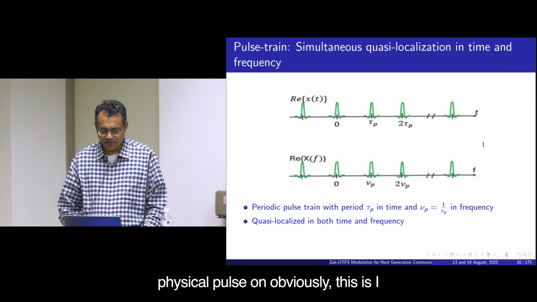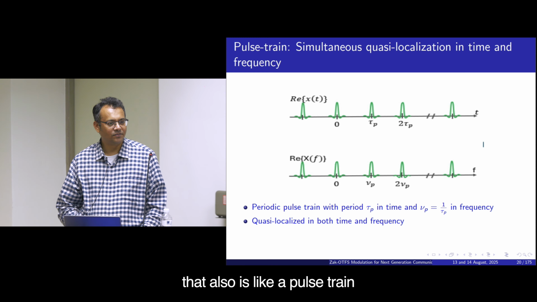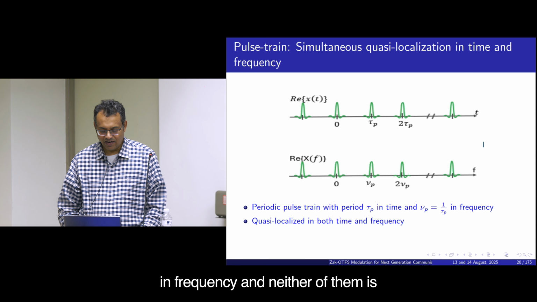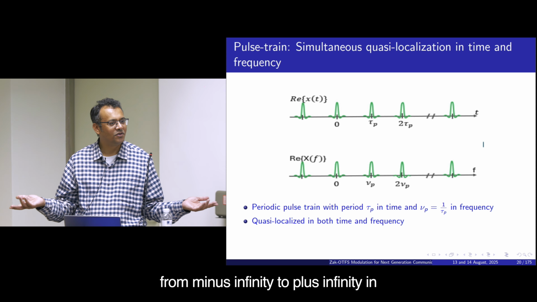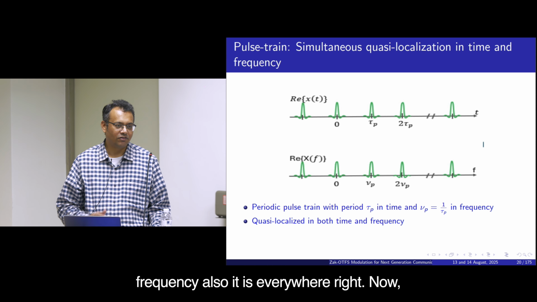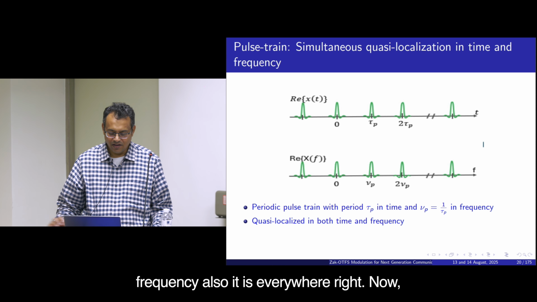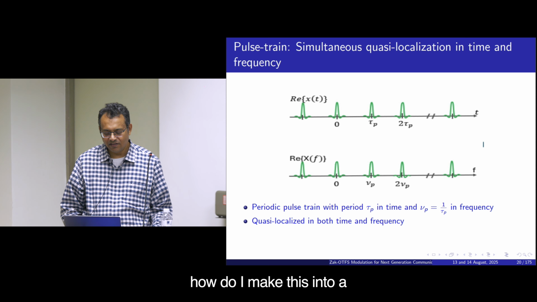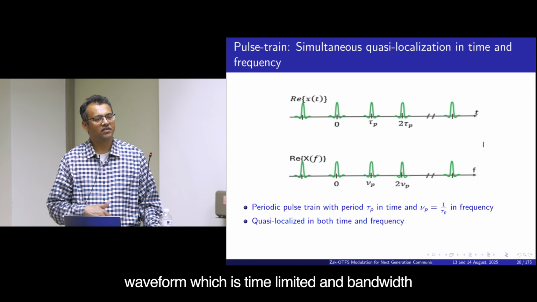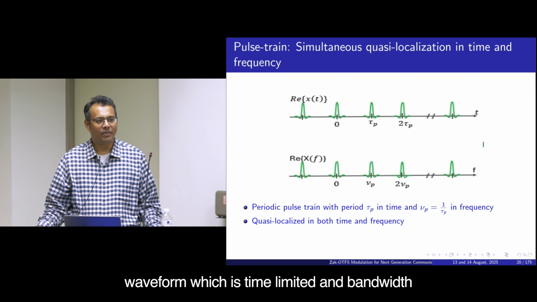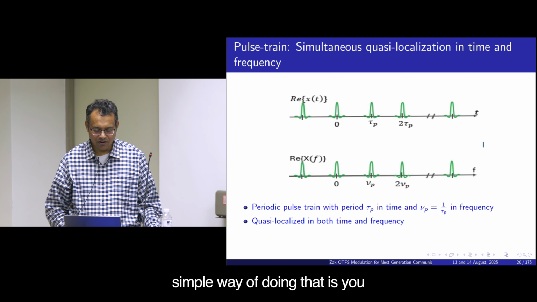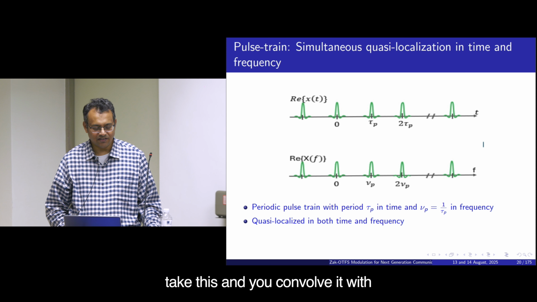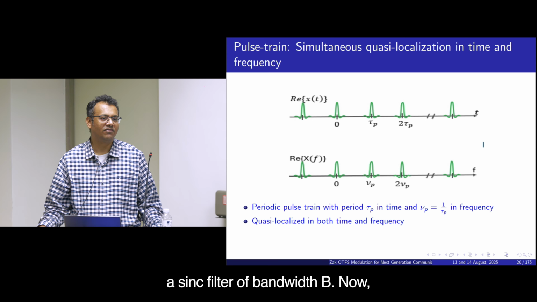If you take the Fourier transform, that is also a pulse train in frequency, and in time it is from minus infinity to plus infinity. In frequency also, it's everywhere, right? Now, how do I make this into a waveform which is time limited and bandwidth limited? The simple way of doing that is you take this and you convolve it with a sinc filter of bandwidth b.